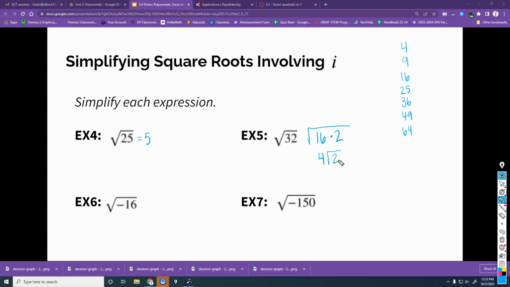Like seeing it before? All right, now what I'm not sure if you've seen, you may or may not have seen, is what we do when we have negatives. Because 16, I know the square root of 16, right?